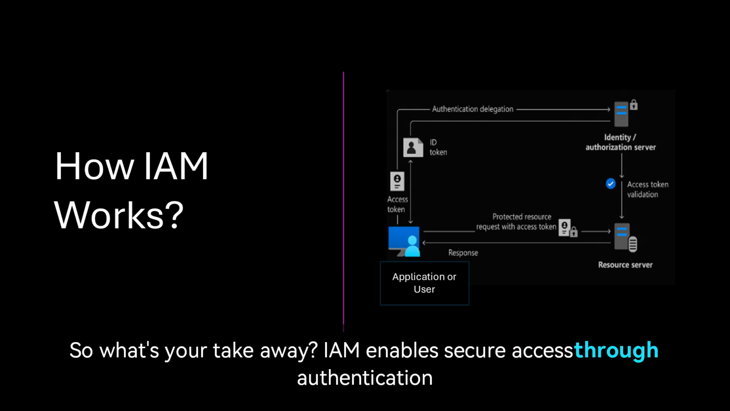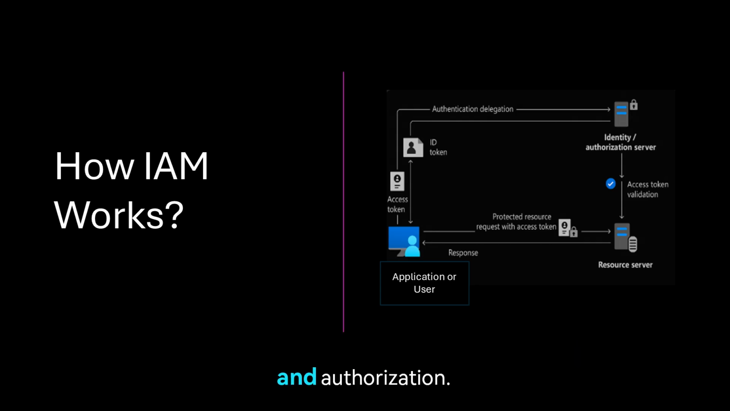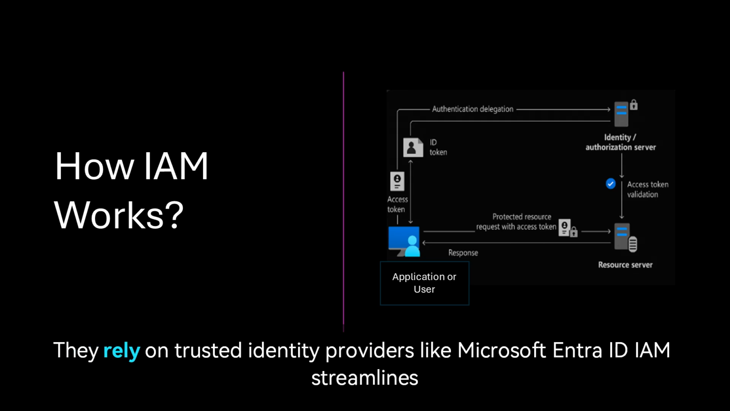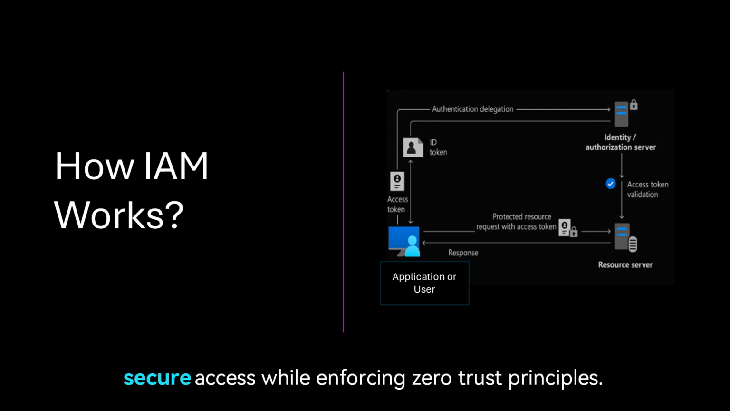IAM enables secure access through authentication and authorization. The ID token proves your identity. The access token proves your rights. Applications never store your credentials. They rely on trusted identity providers like Microsoft Entra ID. IAM streamlines secure access while enforcing zero trust principles.